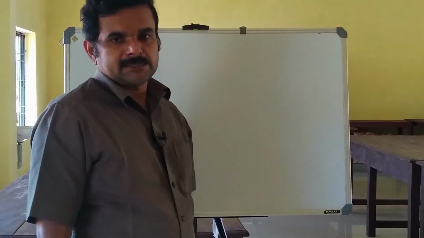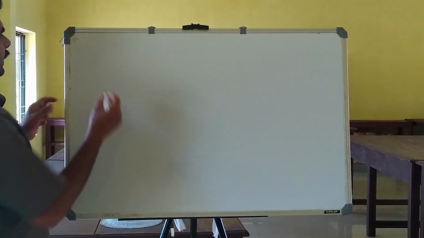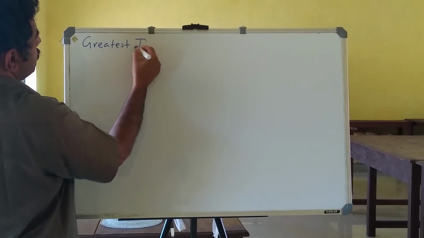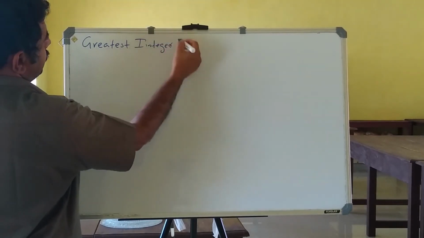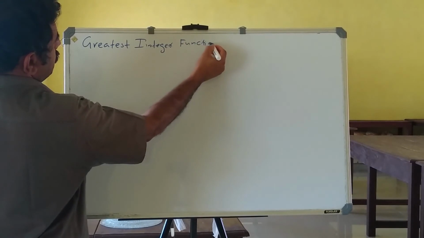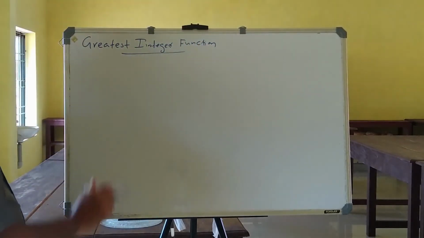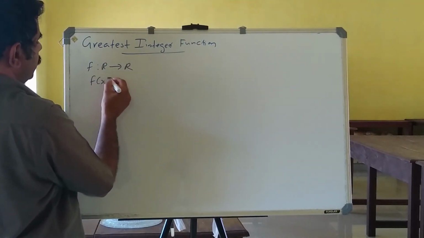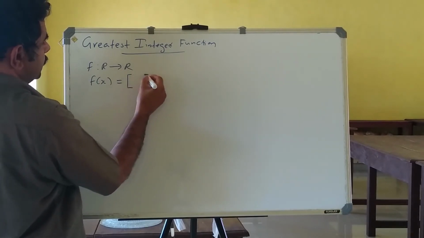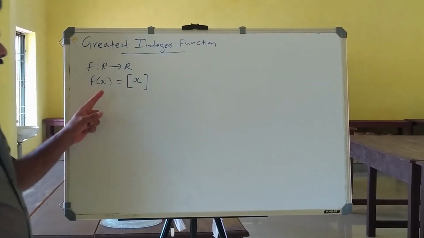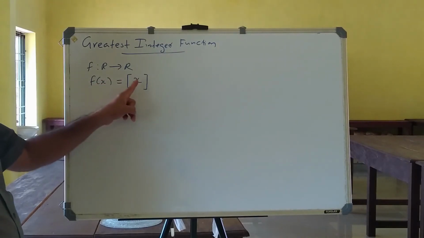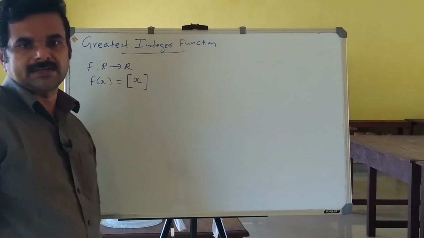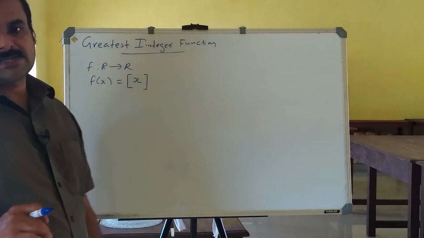Lastly, we are discussing a special type of function called greatest integer function. F is defined from R to R, defined as f of x is equal to this type of bracket and then x. F of x is equal to greatest integer function x. F of x, not modulus x, greatest integer function x. Then what is greatest integer?